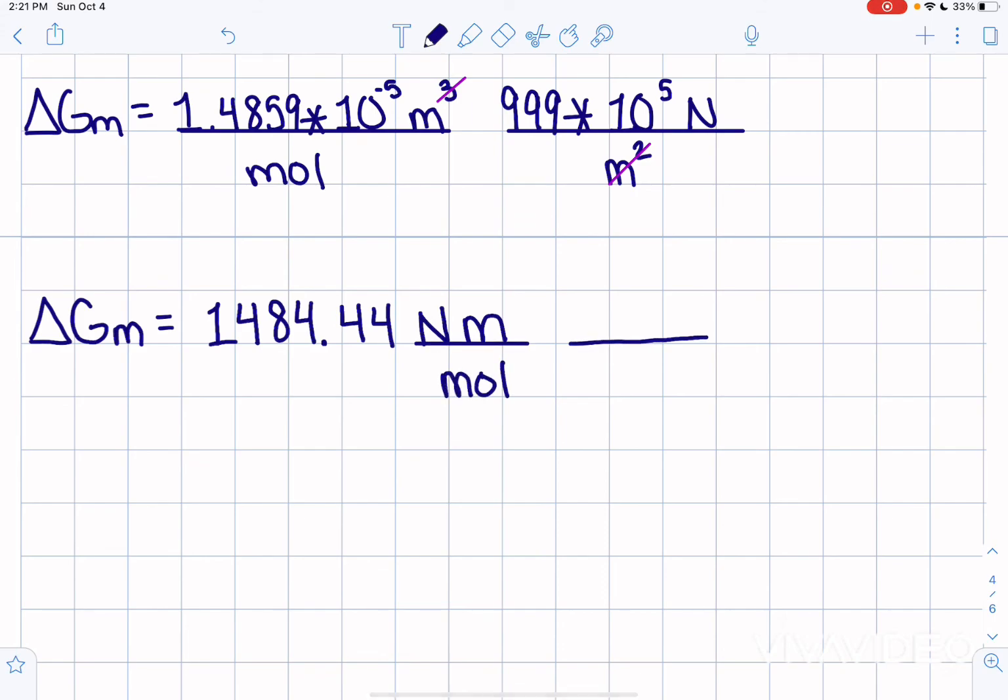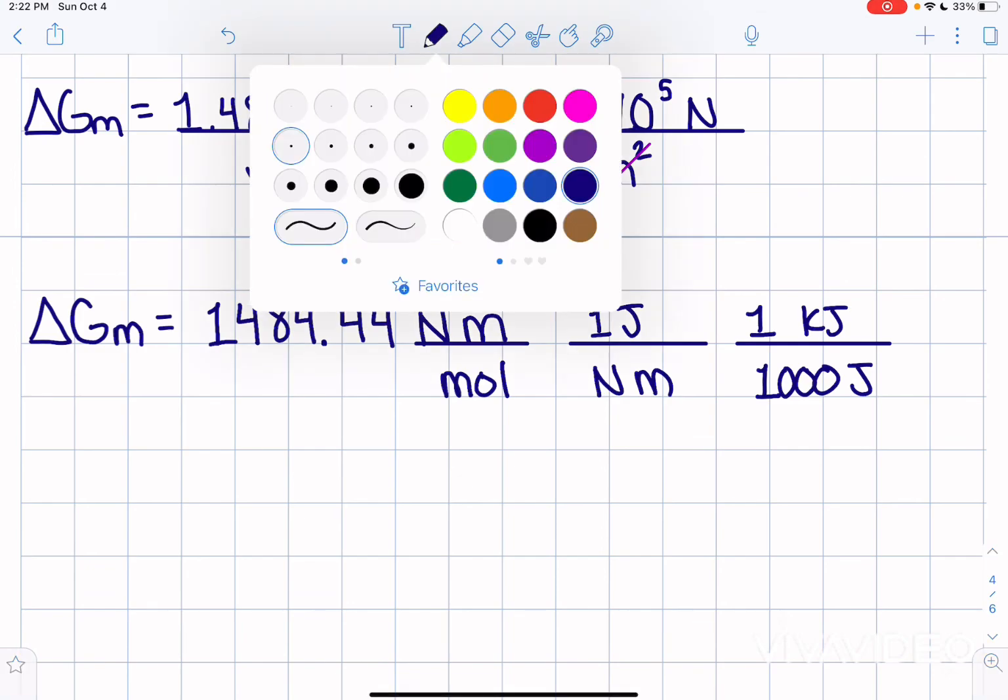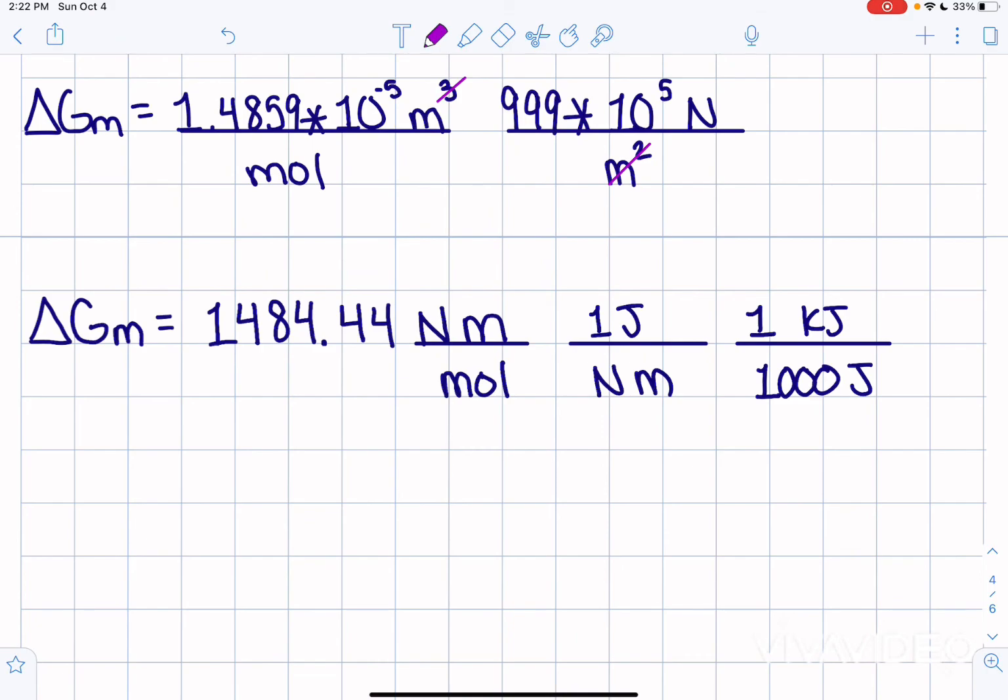And then we know that a newton times a meter is 1 joule. And it looks like this is going to be over 1,000 because we're just multiplying by 1 at this point. So let's go ahead and convert this to kilojoules. We know that 1,000 joules is 1 kilojoule. I'm going to cross out my units, my newtons times meters cancels, my joules cancel, and now I'm left with kilojoules over moles. And that is exactly what we were looking for.